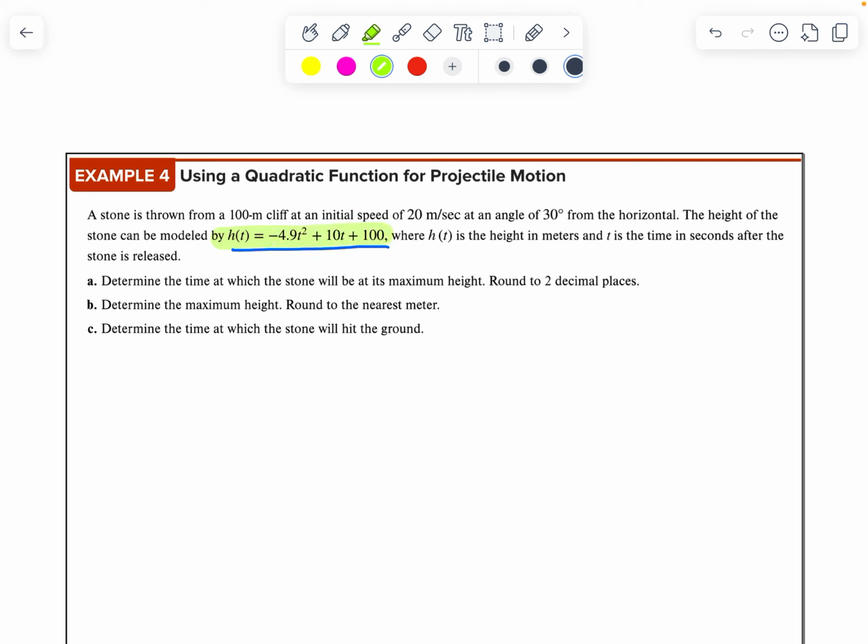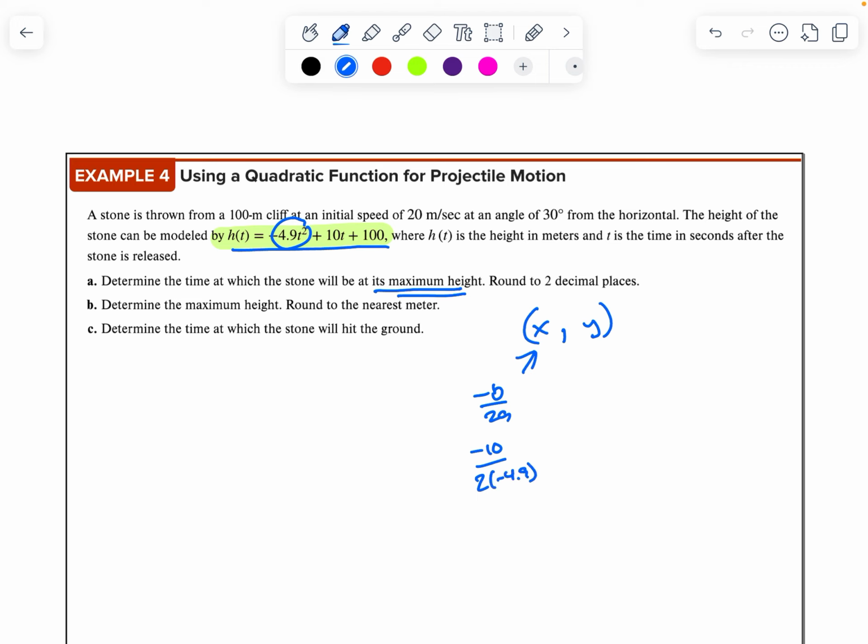Remember earlier, we were talking about a maximum height being the vertex, and since that's a negative a, this is going to be facing downwards. We know it's going to have a maximum because it's facing downwards since a is negative. So for the maximum height, what we need to find is x, y. To find the x, we'll just do negative b over 2a. That would be negative 10 over 2 times negative 4.9. We need to type that in the calculator: negative 10 divided by parentheses 2 times negative 4.9. I put the entire denominator in parentheses there so that the calculator doesn't get confused.